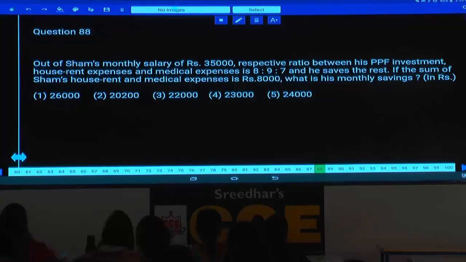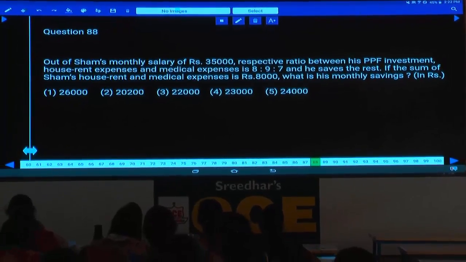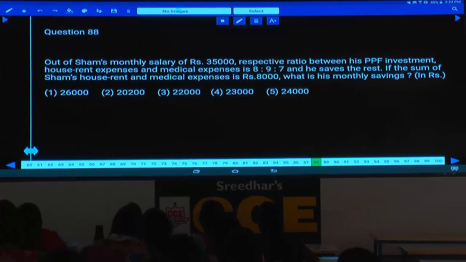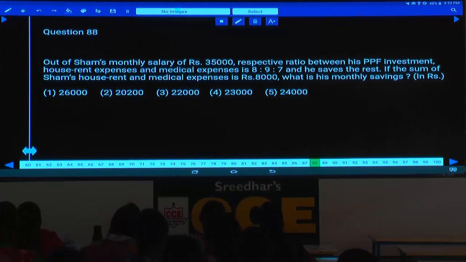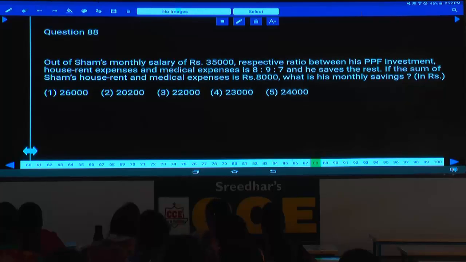Next. Out of Shyam's monthly salary of 35,000, the respective ratio between his PPF, house rent expenses and medical expenses is 8 is to 9 is to 7, and he saves the rest. If the sum of Shyam's house rent and medical expenses is 8,000, what is the monthly saving?